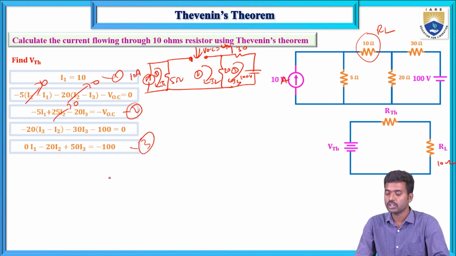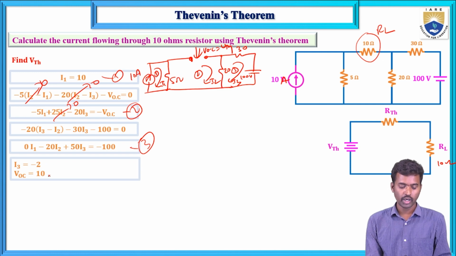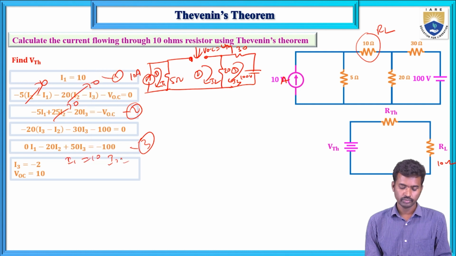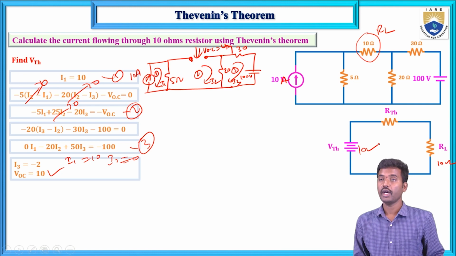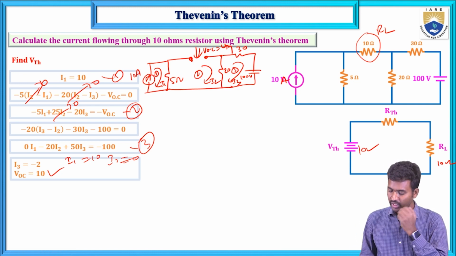Solve these three equations. If you solve these three equations, you will get I3 equals minus 2 and VOC equals 10, with I1 equals 10 and I2 equals 0. So this is 10 volts, and this is the VTH value.